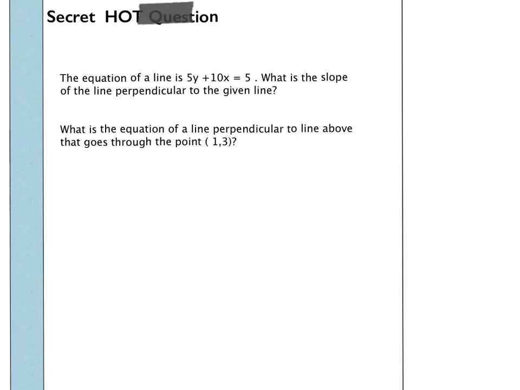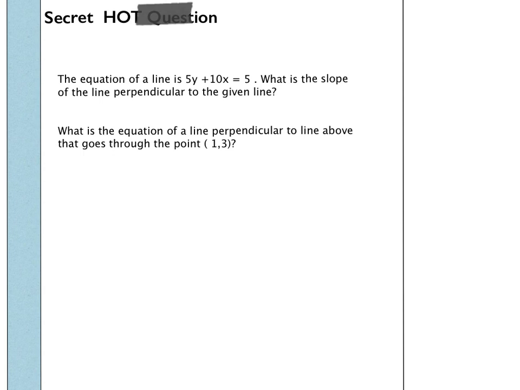So here is our final secret hot question. It says the equation of a line is 5y plus 10x equals 5. What is the slope of a line perpendicular to this line given? And what is the equation of a line perpendicular to the line above through this point? So that's a two-stepper. You have to find the slope, and then after you find the slope of the line perpendicular, you have to plug in this point to find your new equation. Good luck.